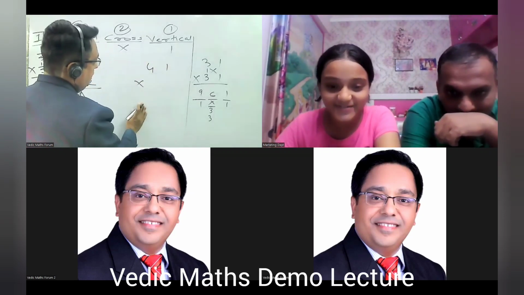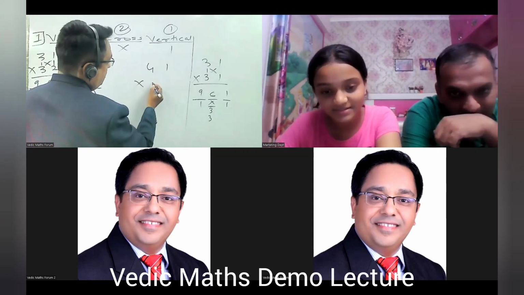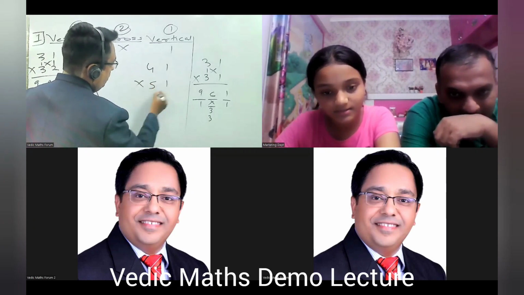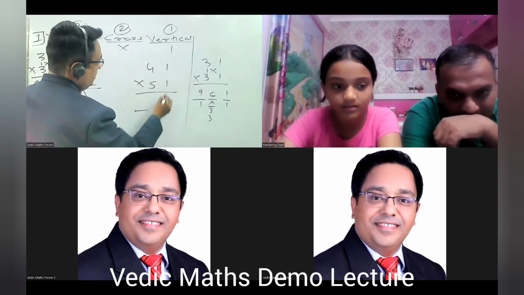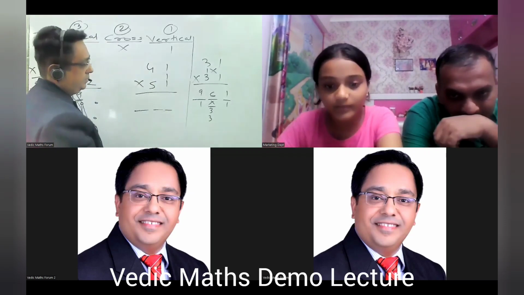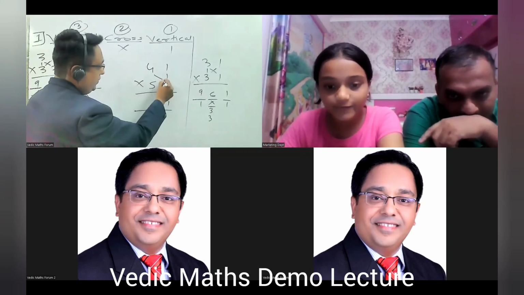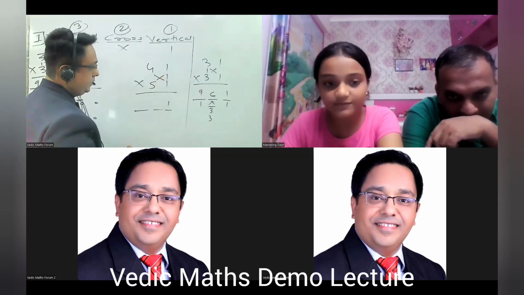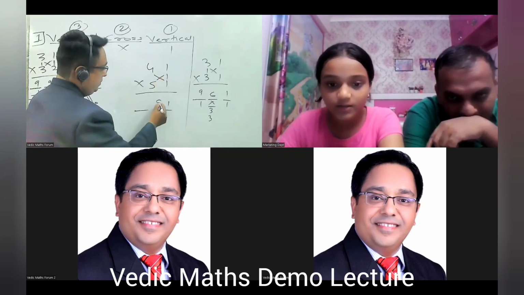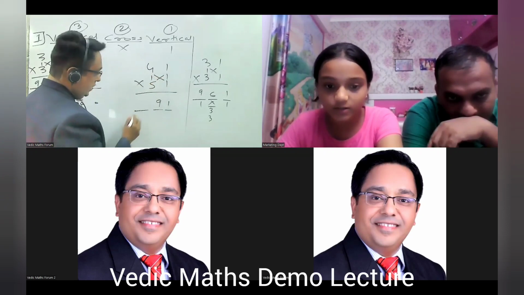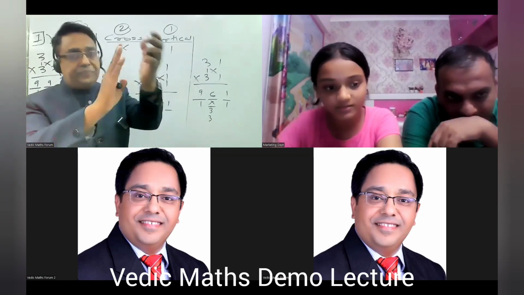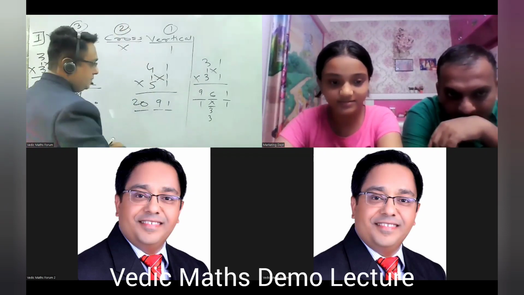Now next question. 41 into 51. Now tell me, first step. 1 ones are 1. Second step. 4 ones are 4, 5 ones are 5, equals 9. Superb. Last part? 4 fives are 20. So 2091. Super beta. Excellent. Absolutely correct answer.